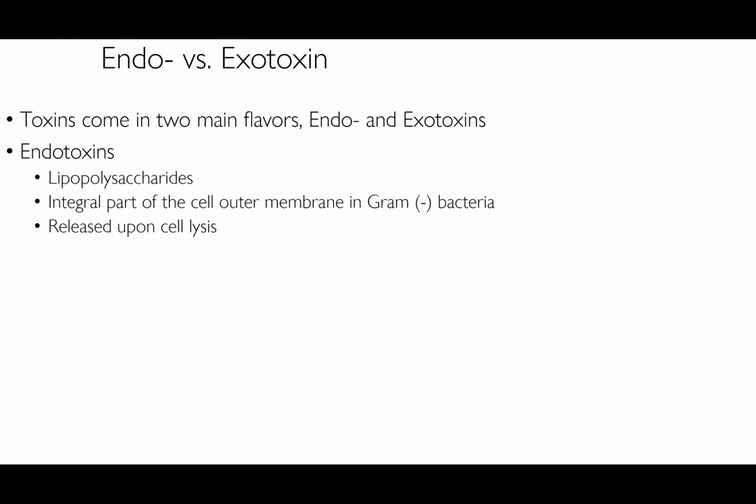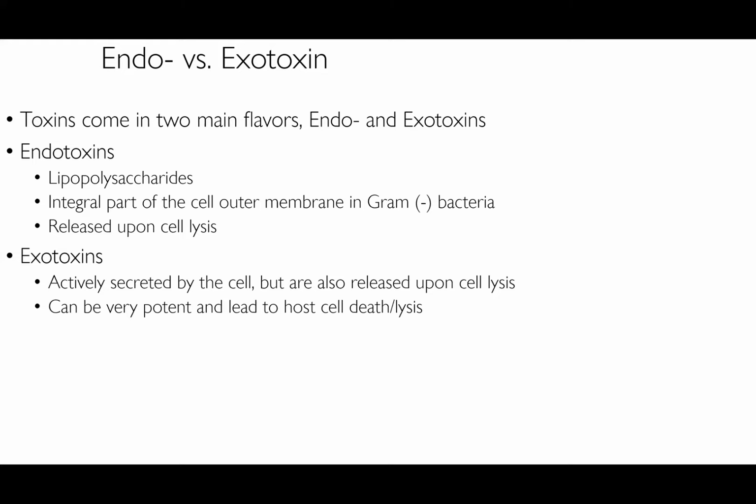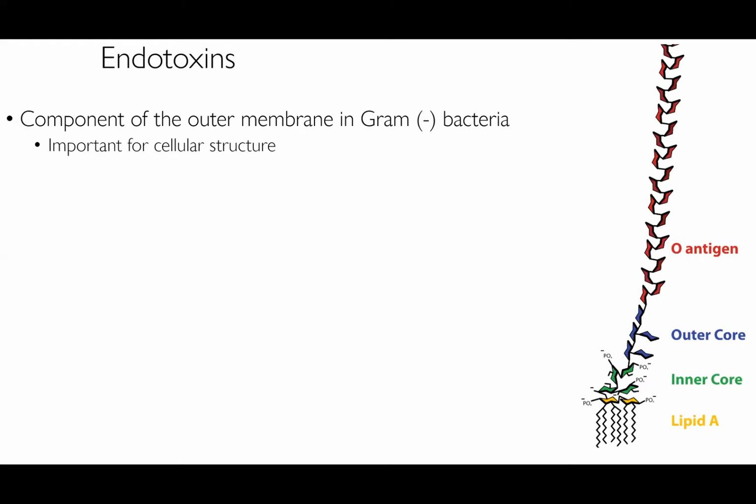These are things that are actively secreted by the cell, but are also released upon death of the cell. And they can be very potent and lead to host cell death and lysis. So let's first talk about endotoxins. These can lead to hyperactive immune systems that are essentially harmful. The most common type of endotoxin, as we mentioned, is lipopolysaccharide. This is something that's found on all gram-negative bacteria. It's important for their cellular structure.